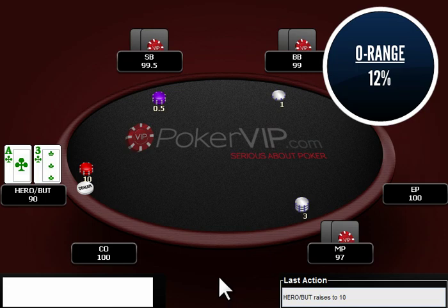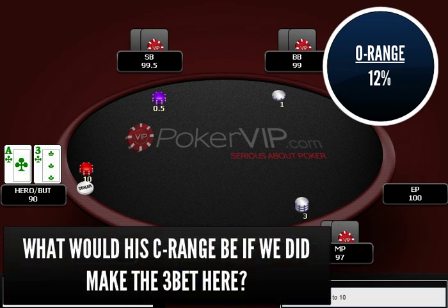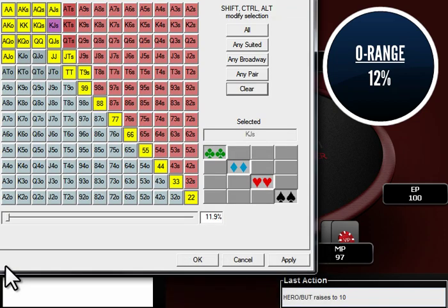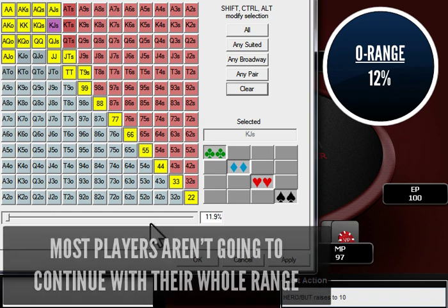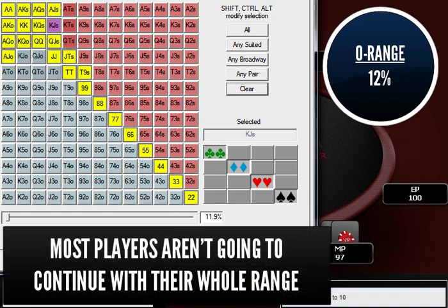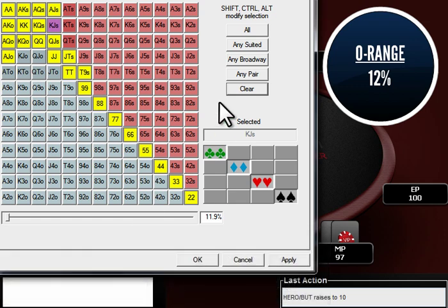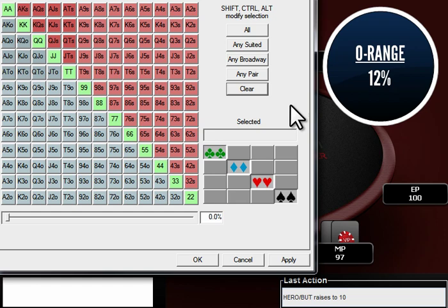So what we can do is think about what his logical C range would be if we make this 3-bet. Unless he's an absolute fish or someone who has no fold button pre-flop, chances are he's not going to continue with this exact range once we 3-bet. He's probably going to be folding at least some of it. So let's start building what we think he would logically continue with.